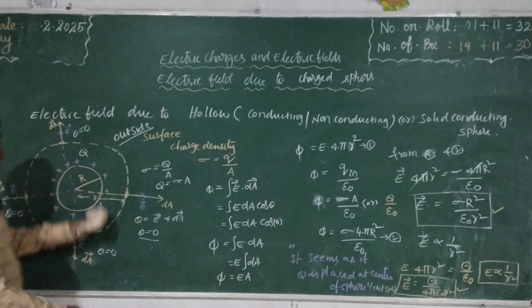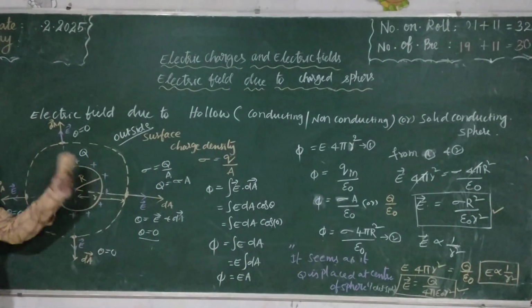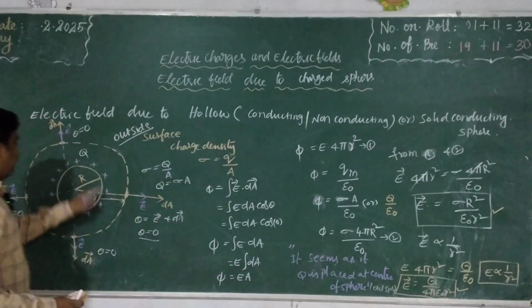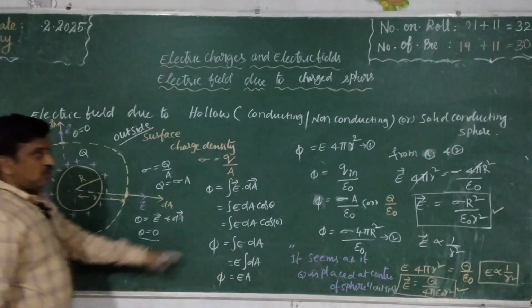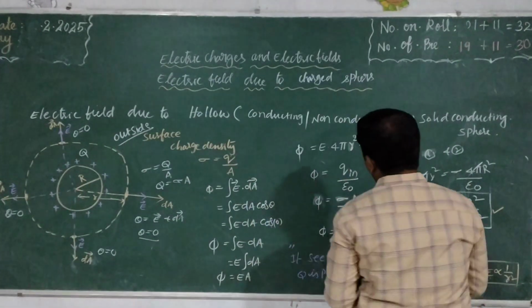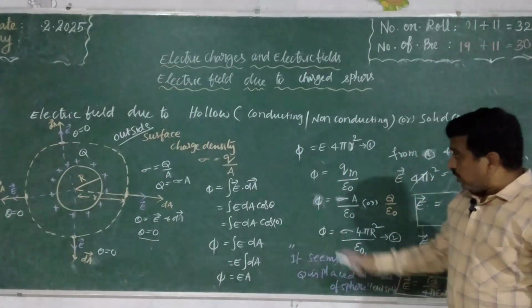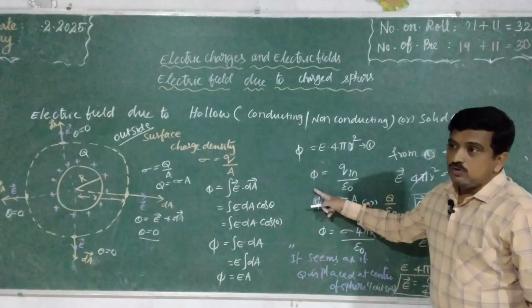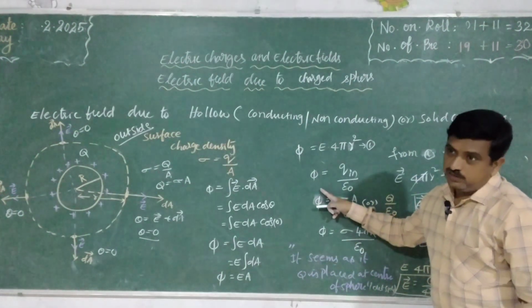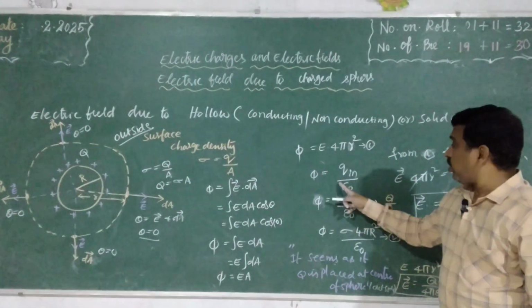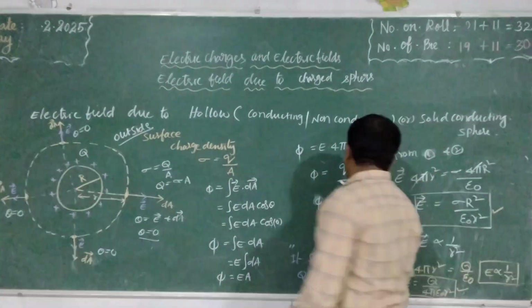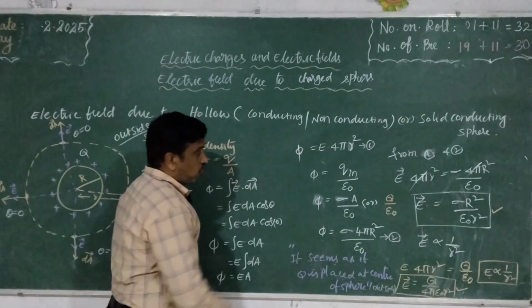Why? Because the electric field is the same on the Gaussian surface at every point. So E is constant, integral dA, where A means the surface area of this Gaussian surface. What is that? 4 pi r square. So E into 4 pi r square. According to Gauss law, the net flux passing through a closed surface is 1 by epsilon naught times the net charge enclosed by the surface. Means phi equals Q inside by epsilon naught.